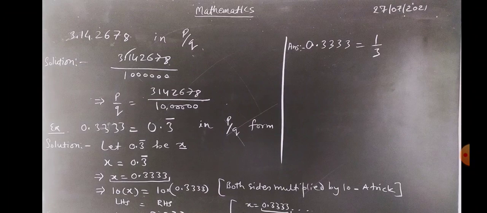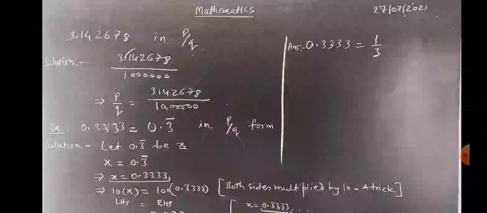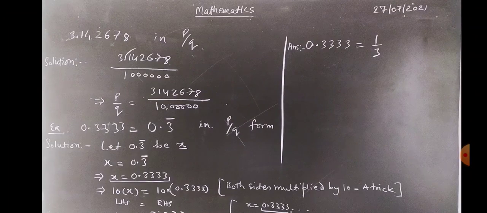Example: 0.3333, equal to 0.3 bar, in p by q form. You have to write this 0.3333 in p by q form. So here is the solution. Here we have to use a trick.